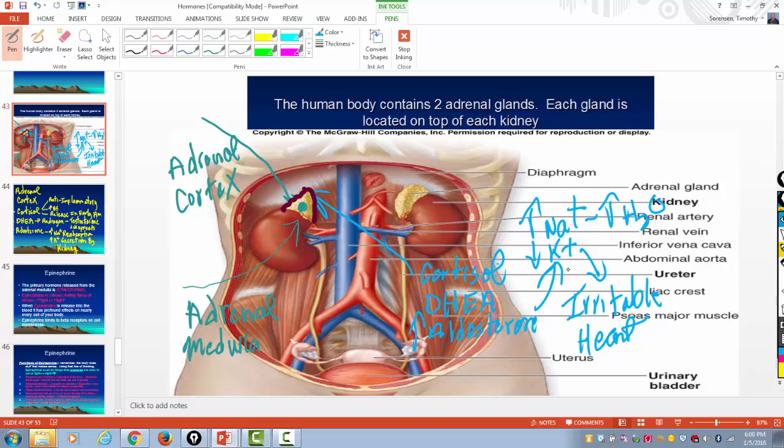So that, ladies and gentlemen, is Cushing's disease.